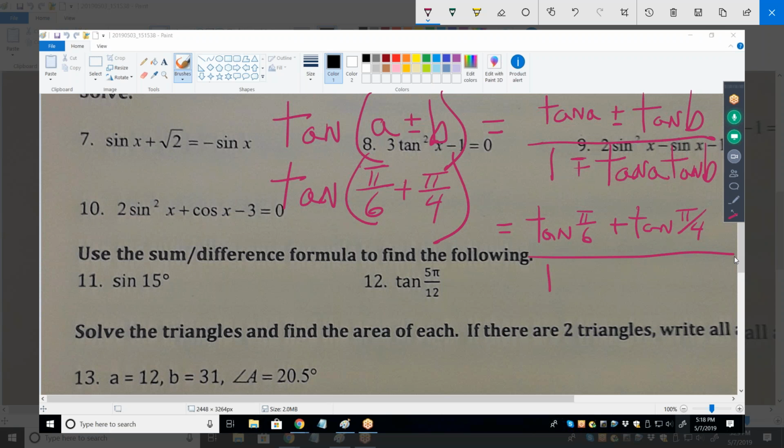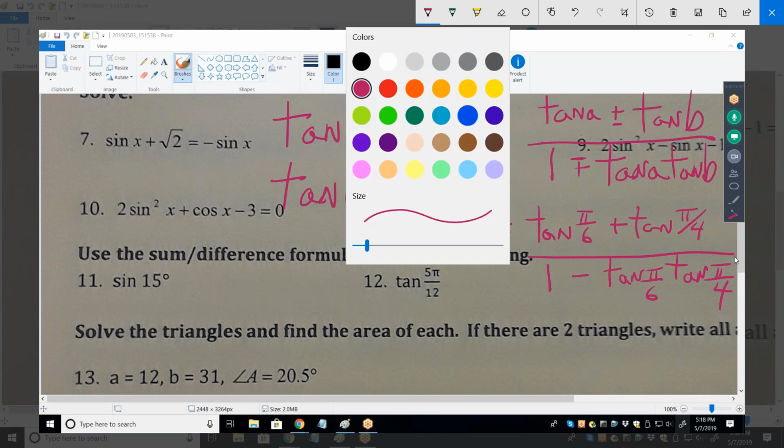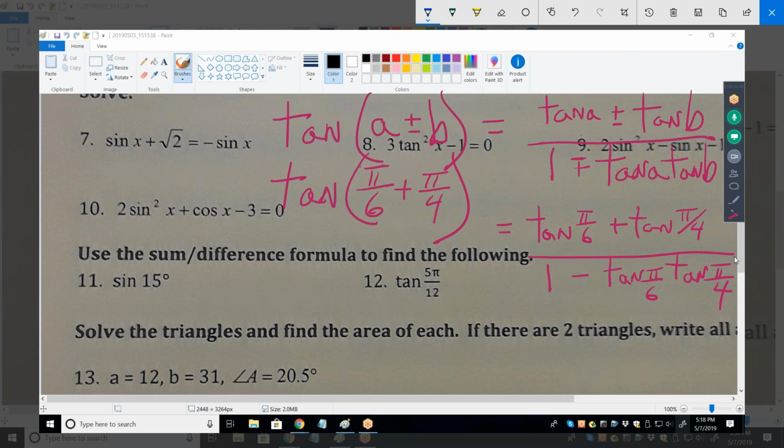Over 1 minus tangent of pi over 6, tangent pi over 4. Now we can fill in the numbers and simplify. I'm going to do it in blue over here on the left. So starting right there, what is that? Tan of 30 degrees, what is that?